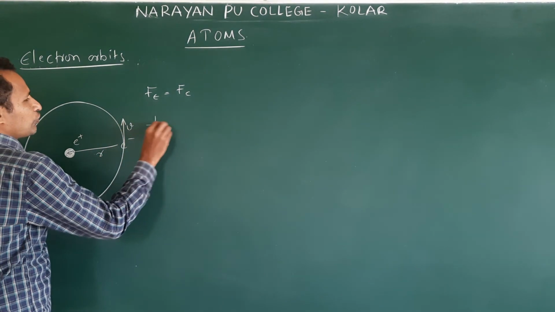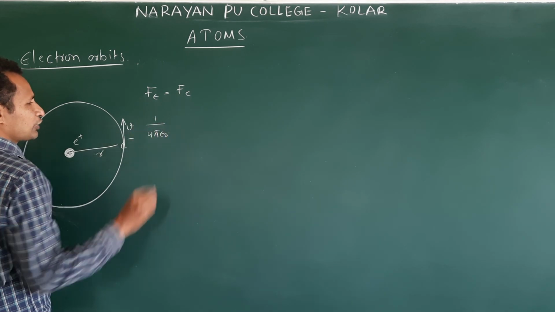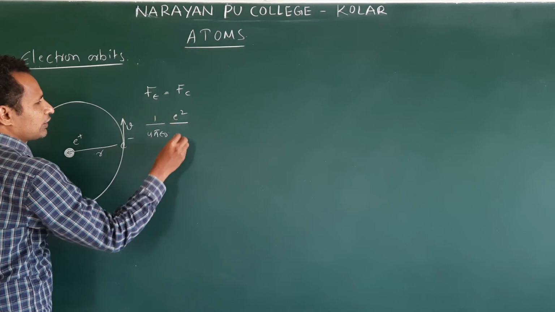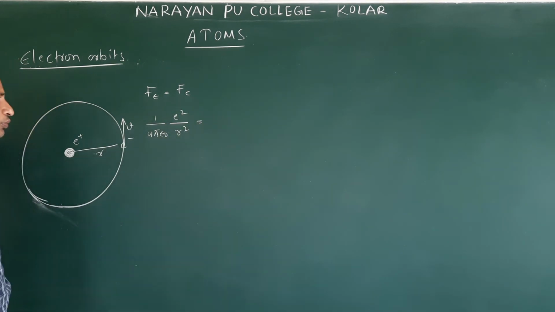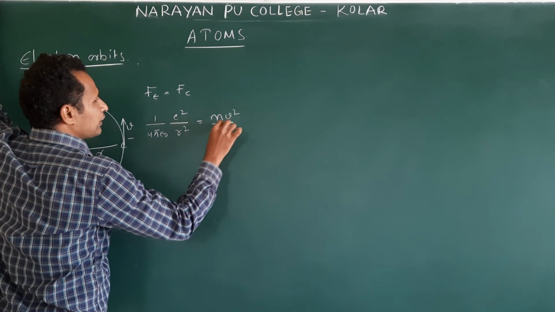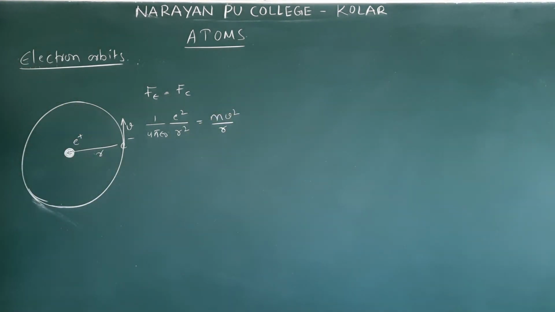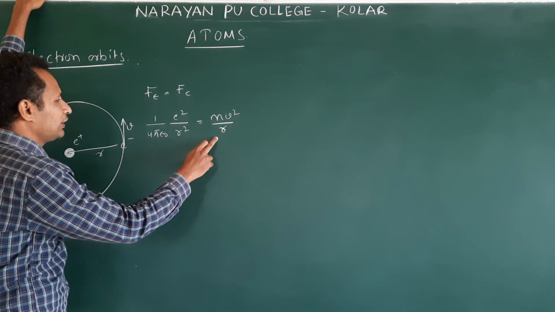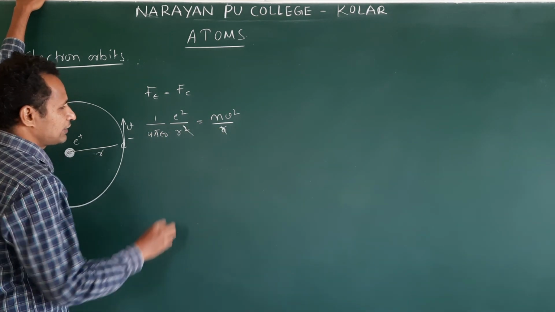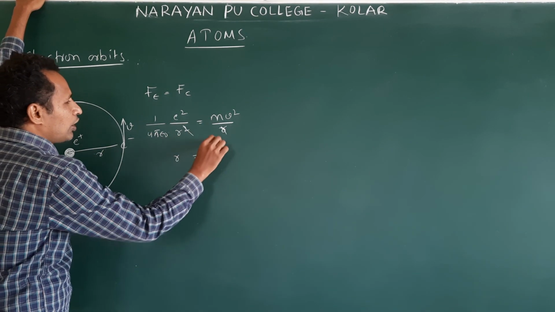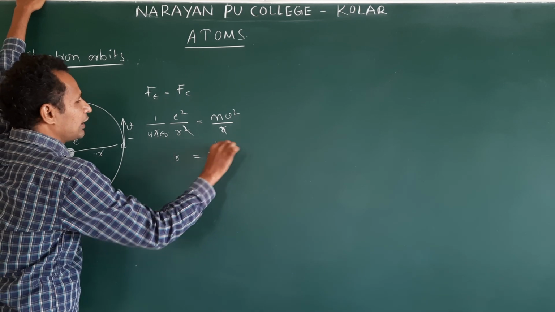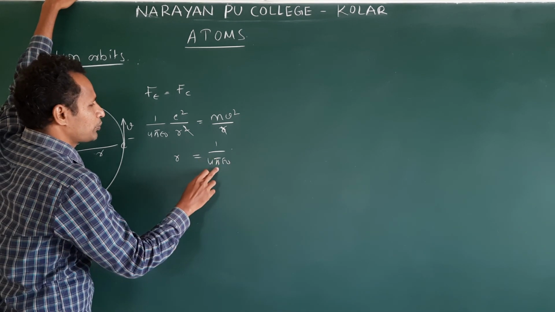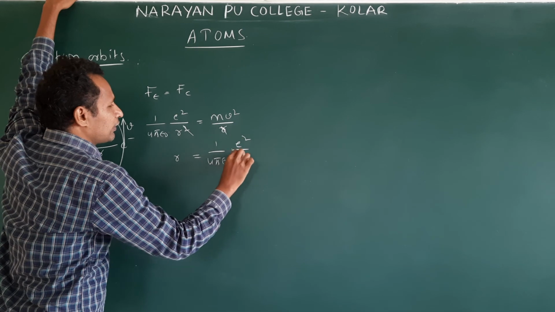So what is the electrostatic force? 1 by 4 pi epsilon naught, q1 q2 by r square. So e square by r square is equal to mv square by r. Clear? From this we can calculate the radius. One r will be cancelled, then r is equal to 1 by 4 pi epsilon naught, mv square comes to this side, so e square by mv square.